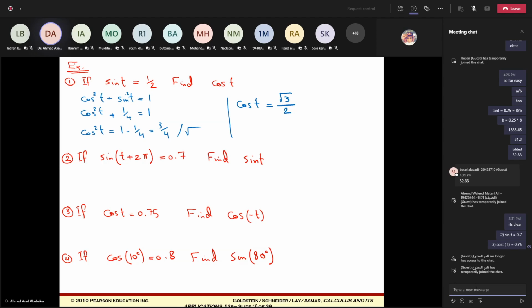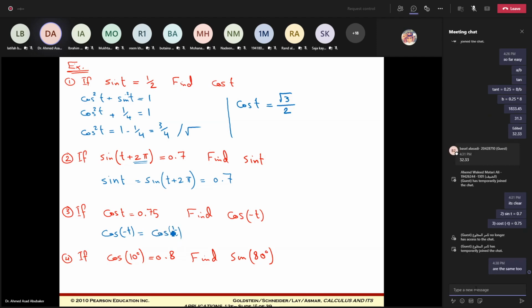And the second, if we add 2 pi, the sine of t equal the sine of t plus 2 pi, and this is equal 0.7. This is the same. And the third, cosine of negative t is equal cosine of t. This is the same. So this is equal 0.75.